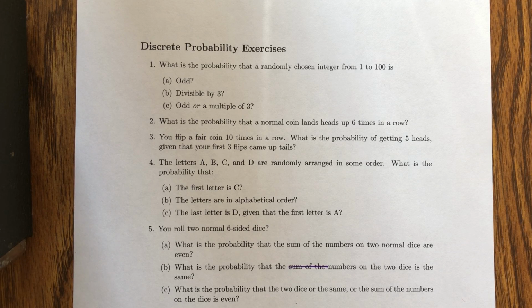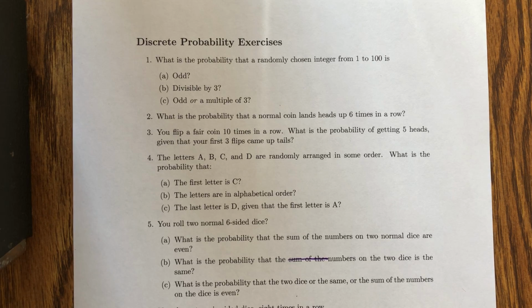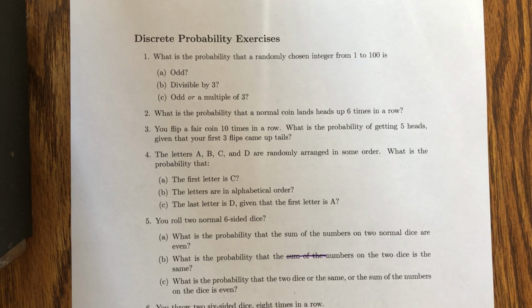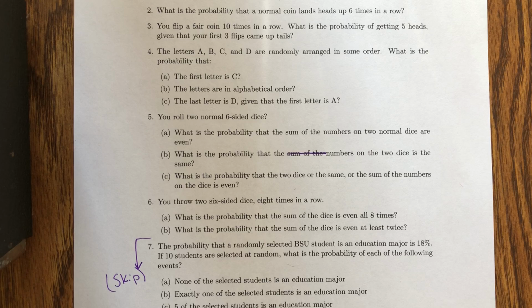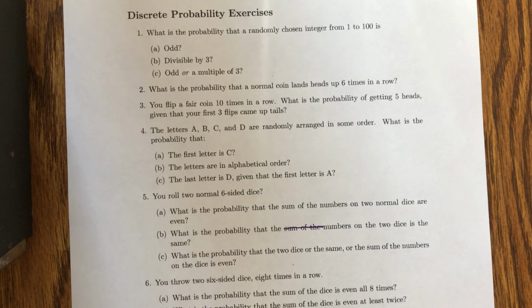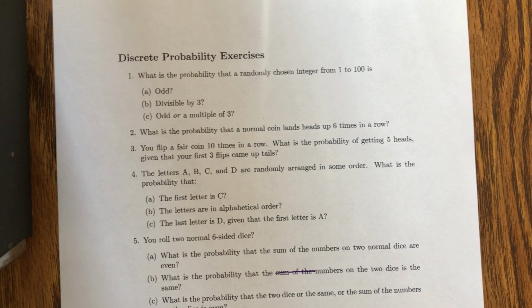I'd like to spend a little bit of time talking about the exercises from the discrete probability worksheet. This is section 2.4. Now, I'm skipping some of the 2.4 material just because we were missing a week of class. And so we're going to skip exercise 7, but I'll go through the rest of them, and I'm hoping that's enough to get you guys started on the homework.